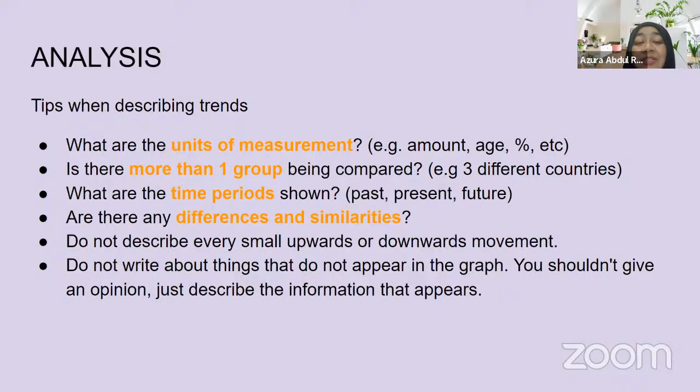Okay, do not describe every small upwards or downwards movement. Do not write about things that do not appear in the graph, like what I told you just now. You should not give your opinion at all. Okay, you are just describing information that appears in the graph. You're not reading between the lines.